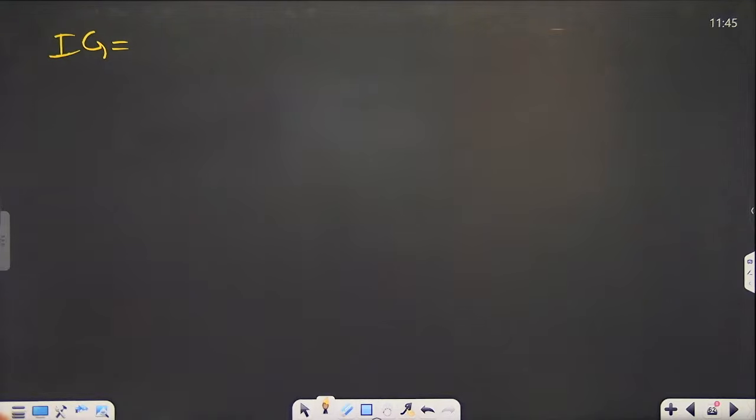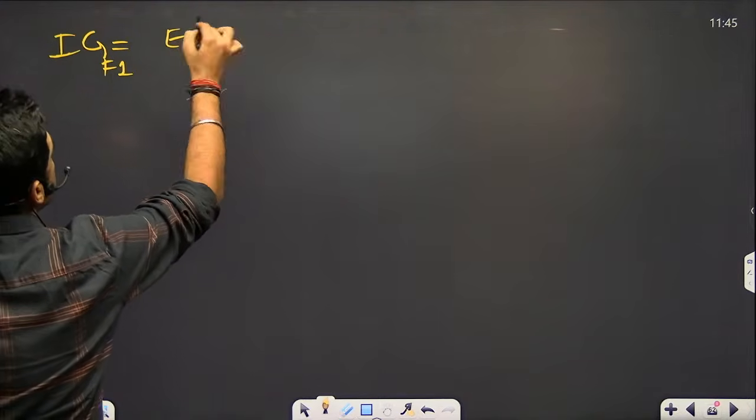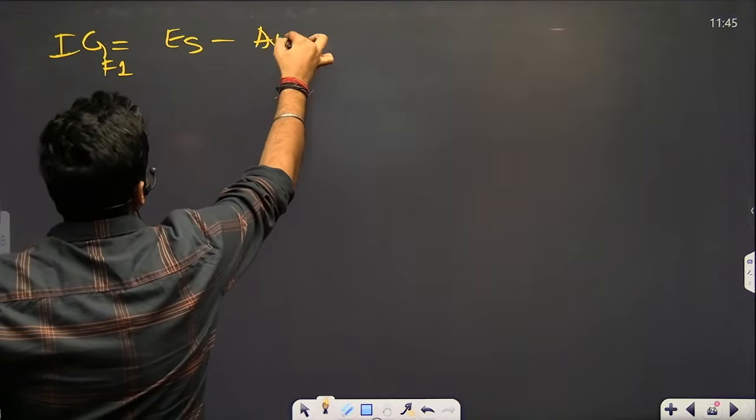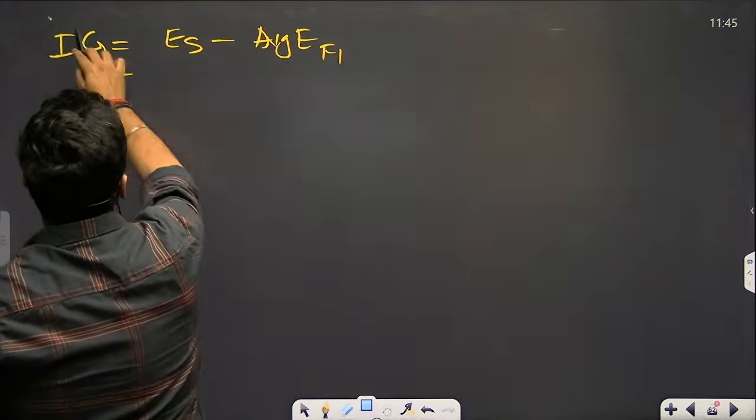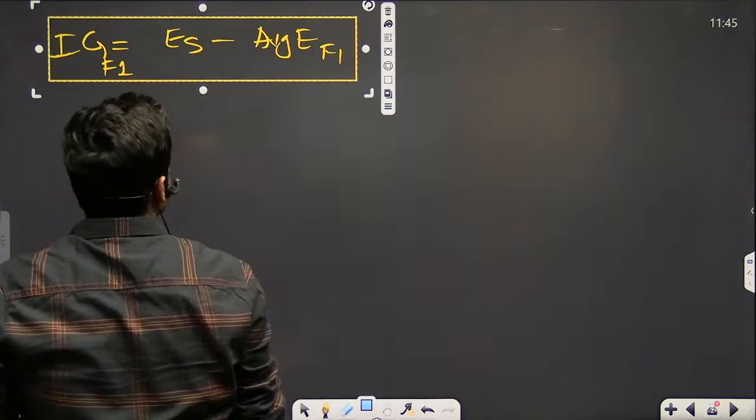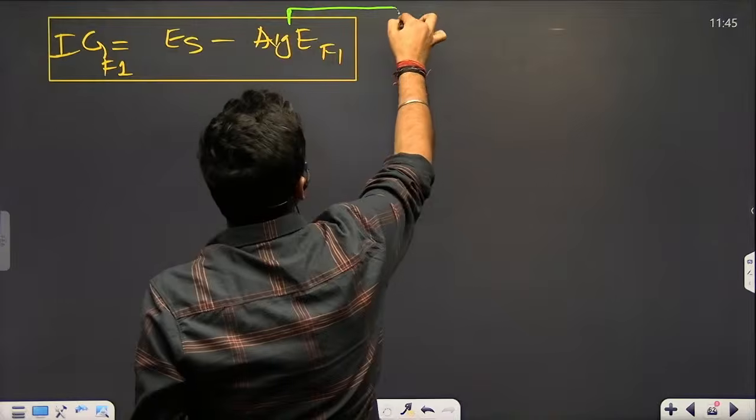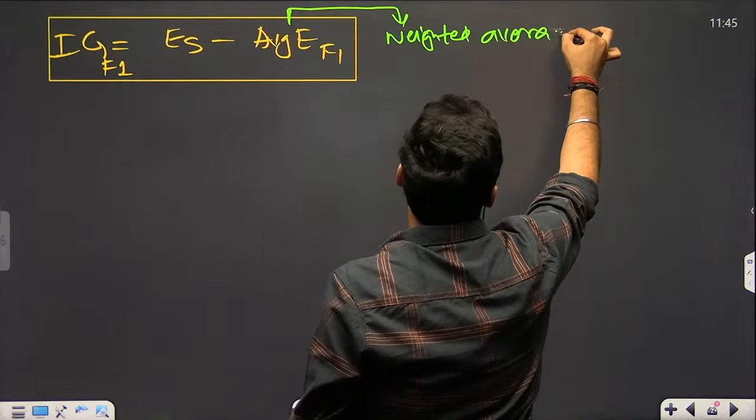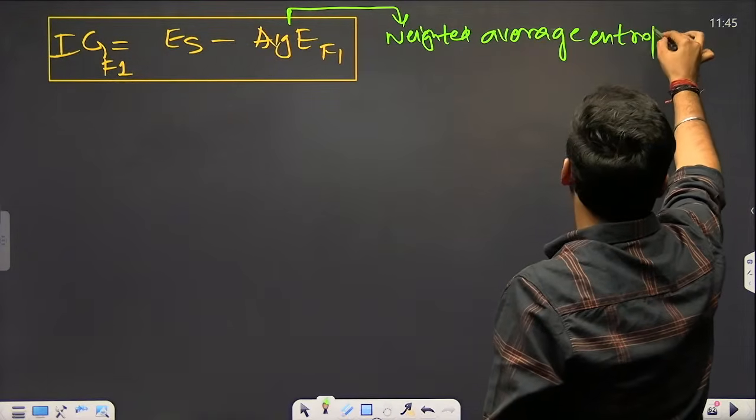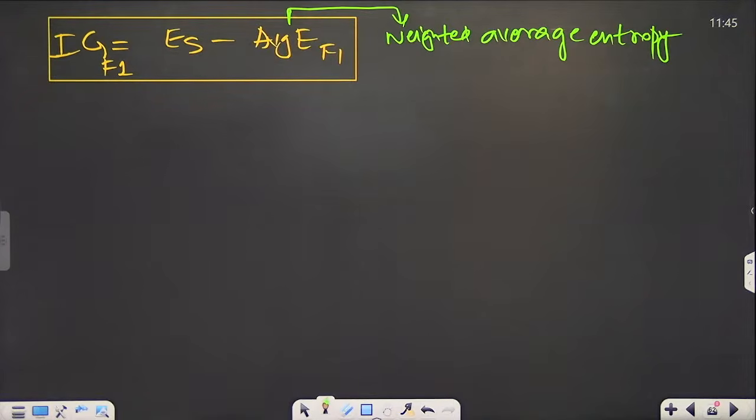for every feature. Information gain for feature 1 is calculated as entropy of the entire data set minus average entropy of feature 1. This is how the information gain is calculated. And what is this average entropy? This is the weighted average entropy.